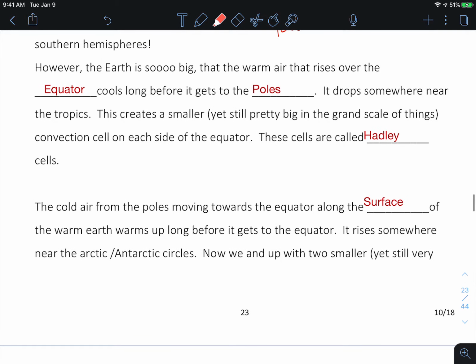You can read through this. The cold air from the poles moves towards the equator along the surface of the warm Earth and warms up long before it gets to the equator. It rises somewhere near the Arctic and Antarctic circles.